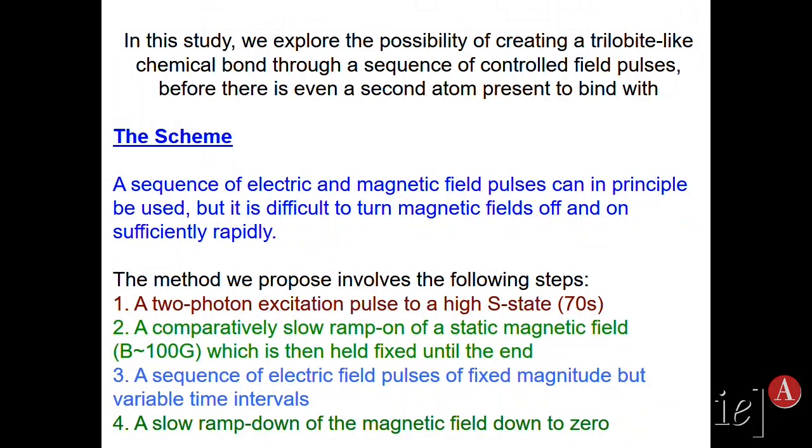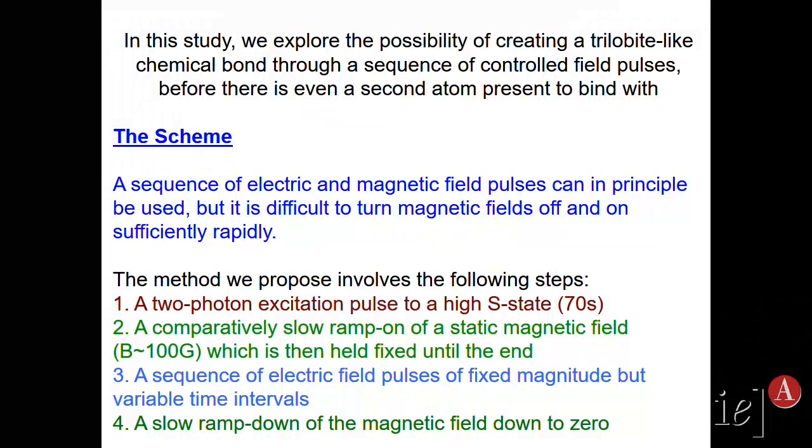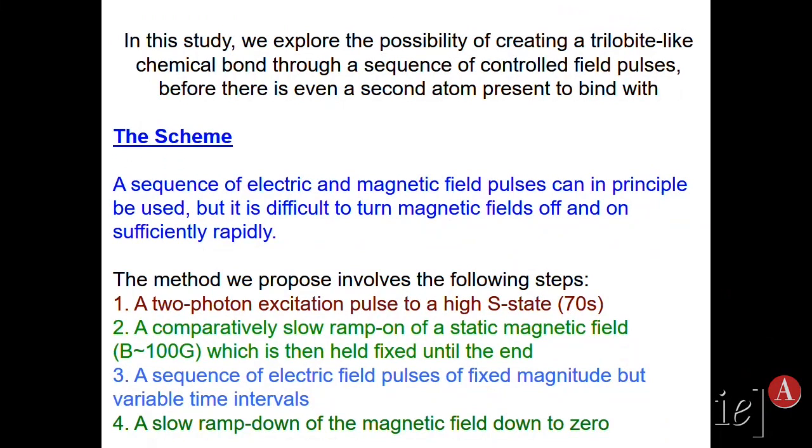And then have a fairly slow ramp on of a static magnetic field up to around 100 Gauss, which would then be held fixed until the end of the sequence, and then have a sequence of electric pulses going on and off for varying time intervals. Basically we'd set some number of pulses, and then we'd try to find the properties which would create the best overlap with the trilobite wave function.